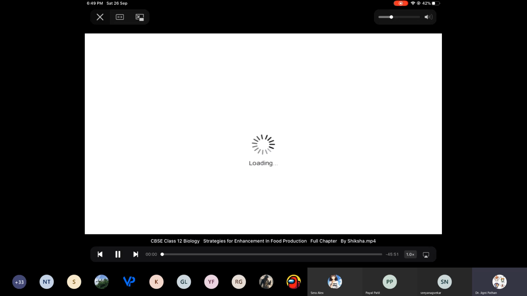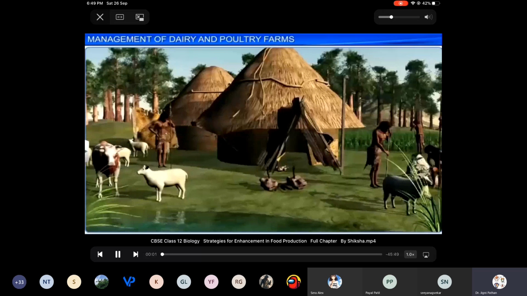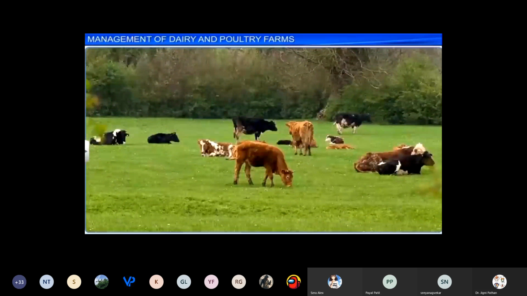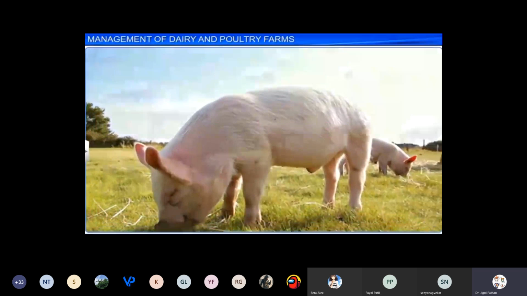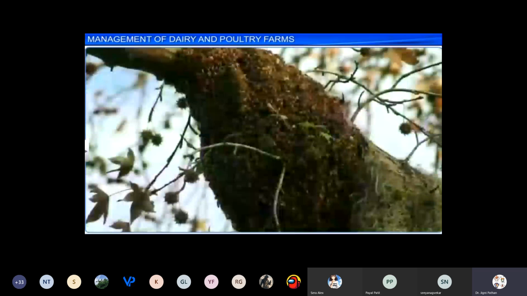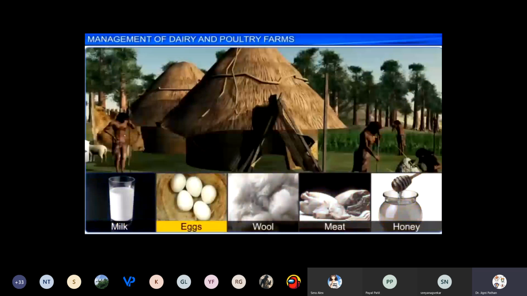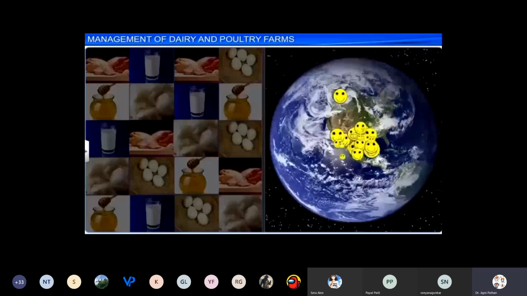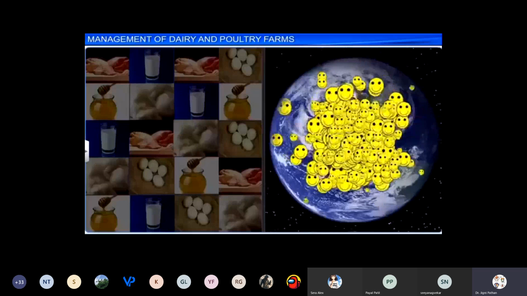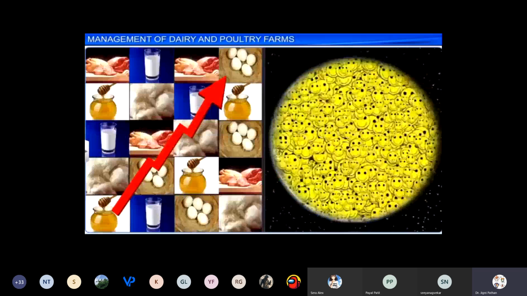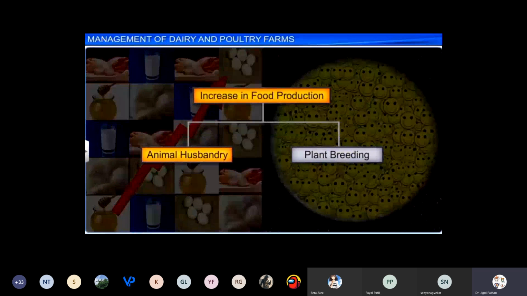Human beings have always been dependent on animals such as cattle, birds, pigs, sheep, bees, for products like milk, eggs, wool, meat, and honey. With an increase in population worldwide, an increase in food production is also required. This can be achieved through animal husbandry and plant breeding.